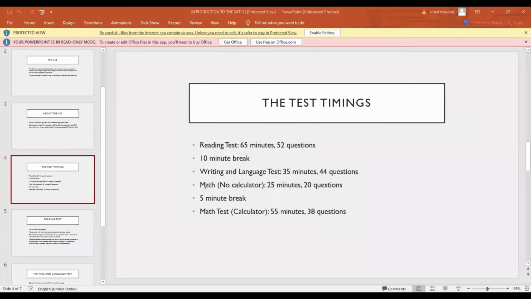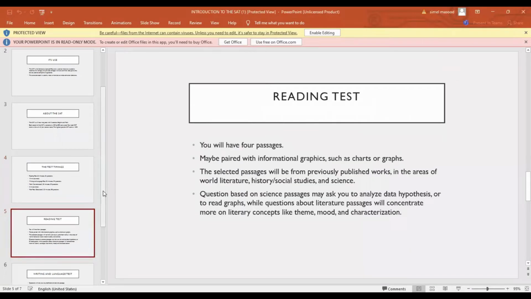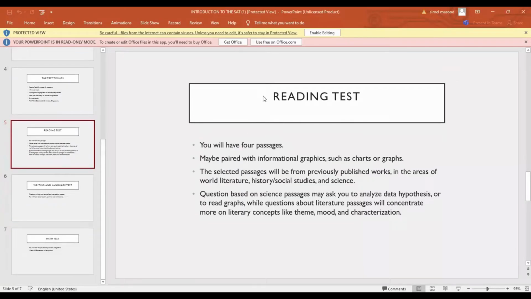After that, you have the math no calculator section. It's 25 minutes and 20 questions. Then you have a 5 minute break, and then you have the calculator section of the math test, which is 55 minutes and 38 questions. Okay, so please, when you attempt the diagnostic test which I've sent to you, take time into consideration.